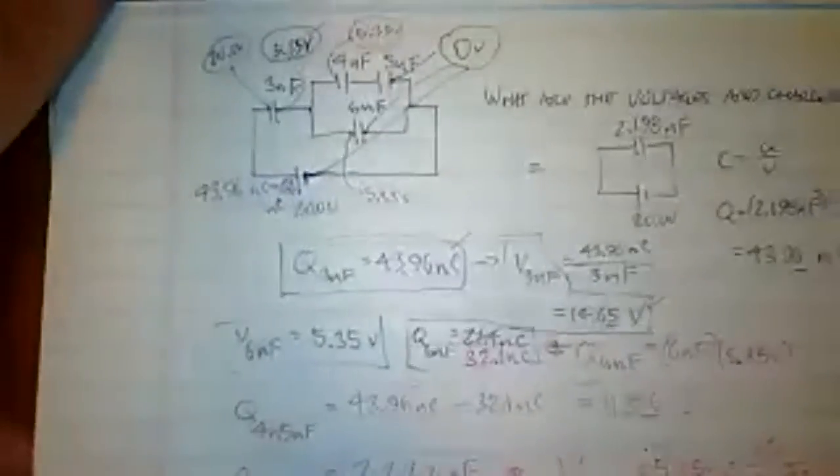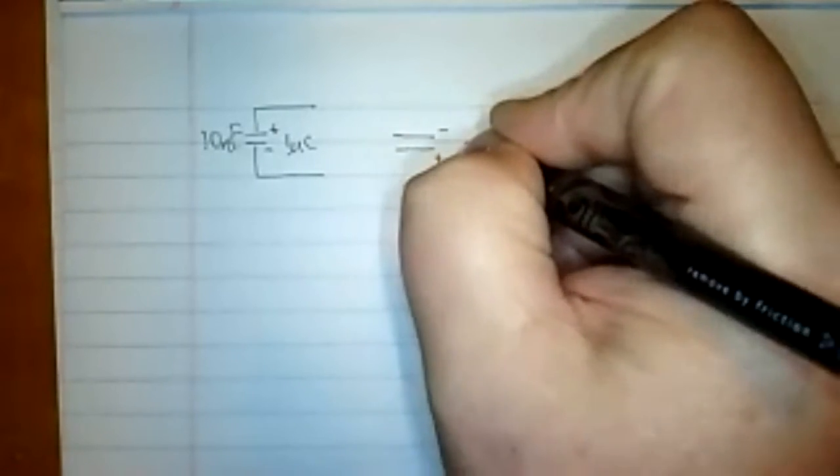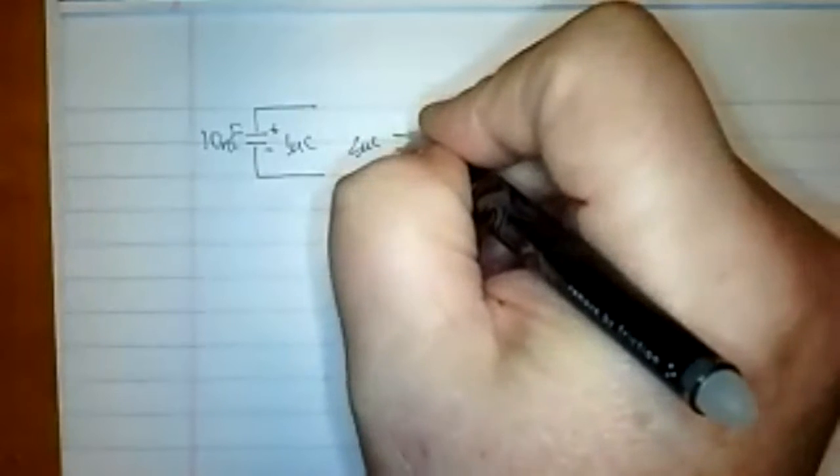Now let's do something. We've got some time. I'm going to take that same scenario, and take that 10 nanofarad capacitor with 1 microcoulomb on it. This will be the positive side, and this will be the negative side. Then I'm going to do the same thing, but flip the other capacitor. So this will be the positive side, and this will be the negative side. This is the 20 nanofarad capacitor, and it has 2 microcoulombs on it.